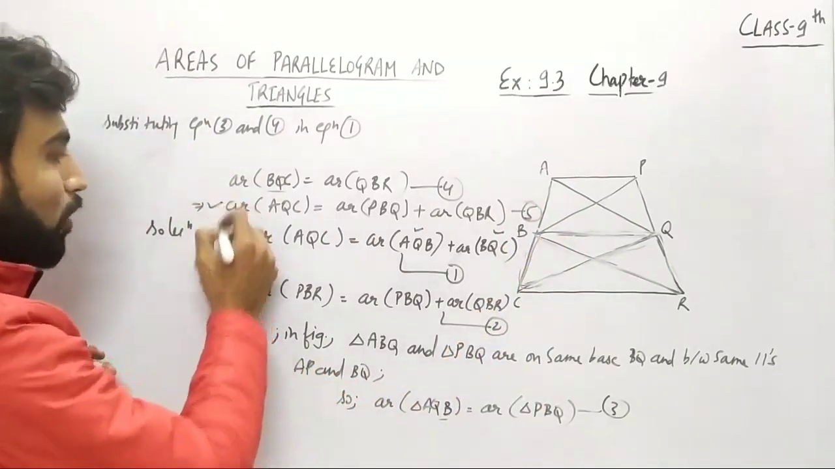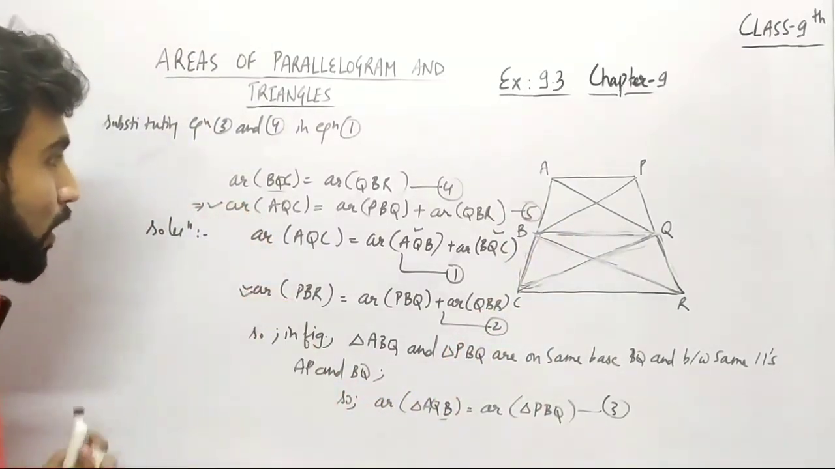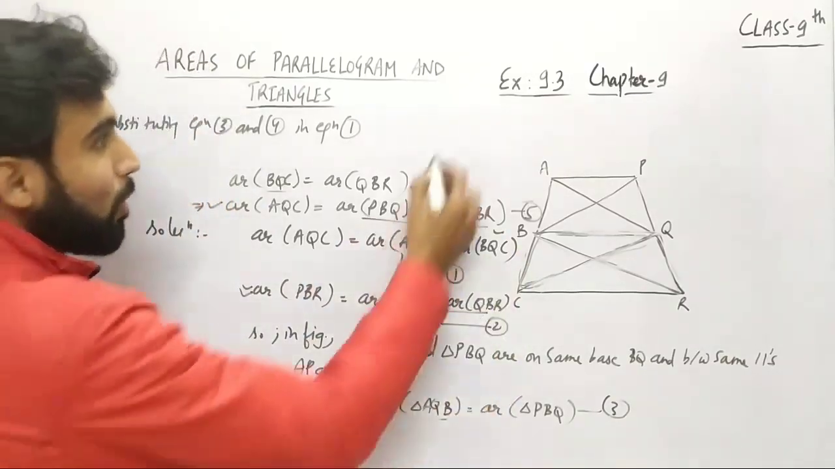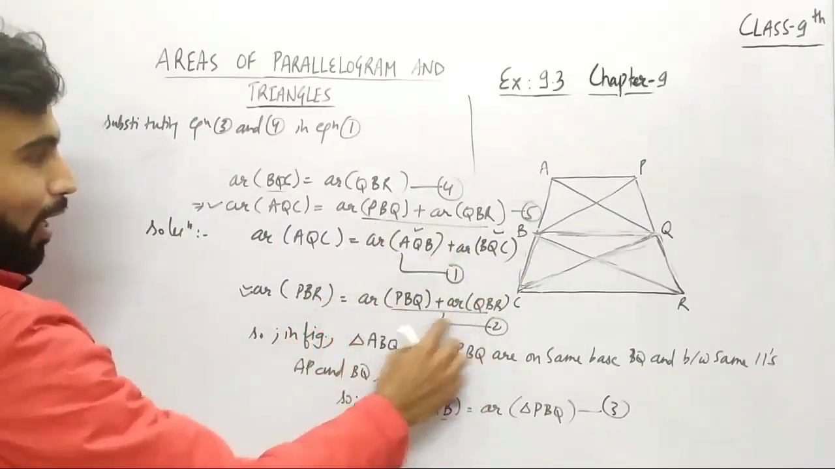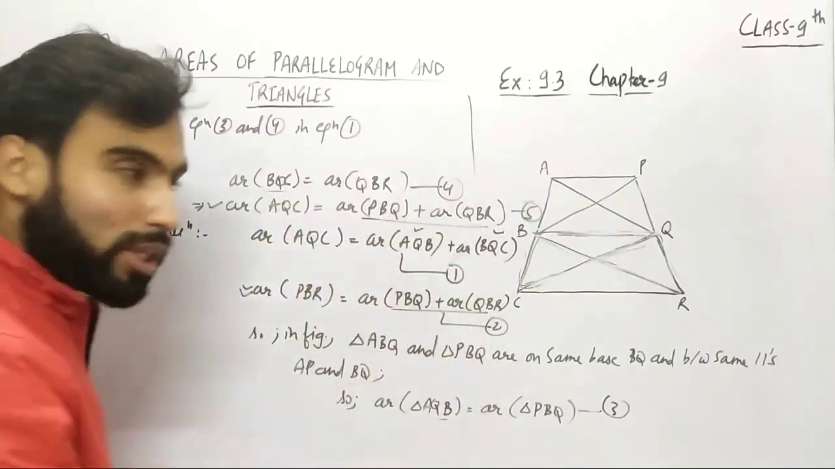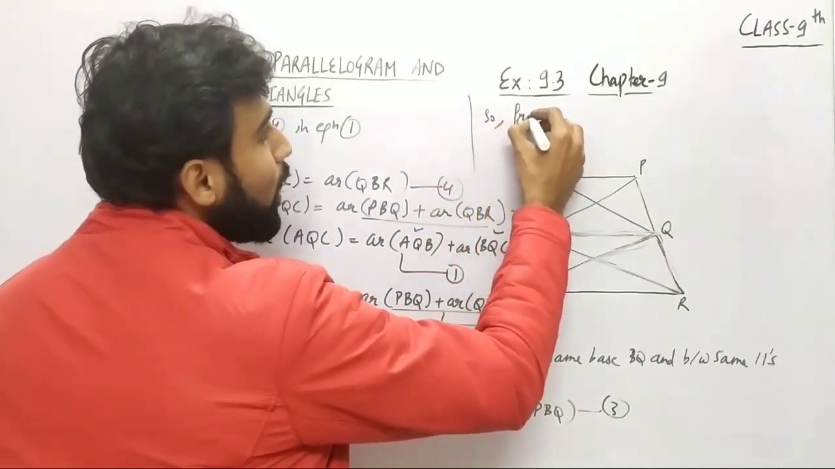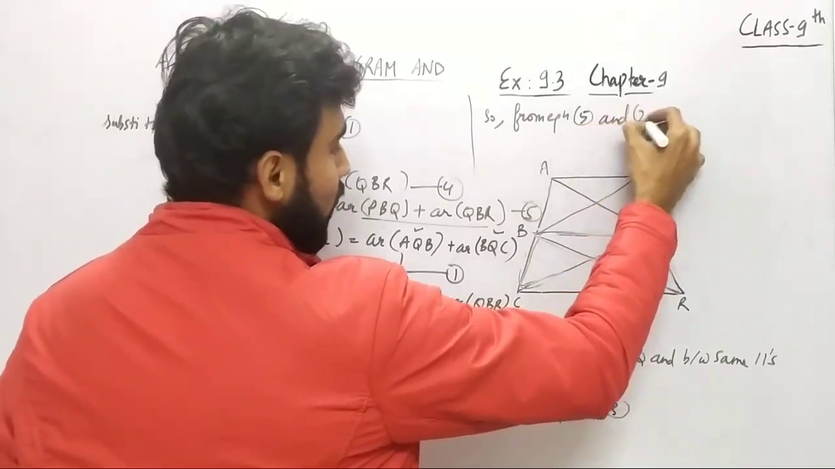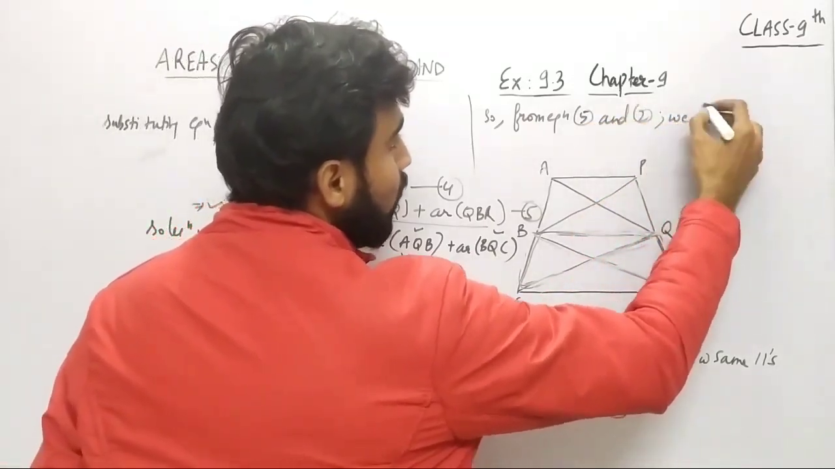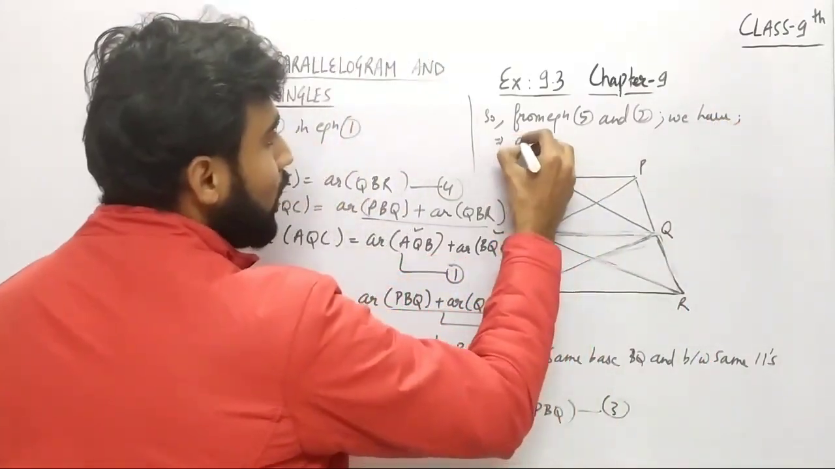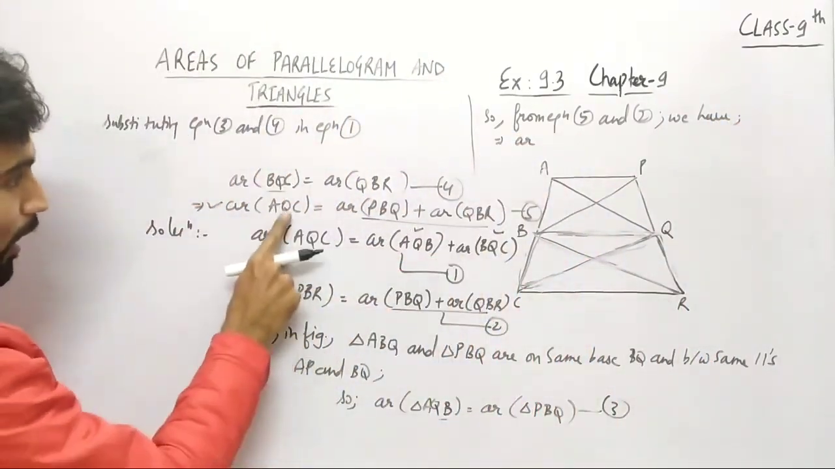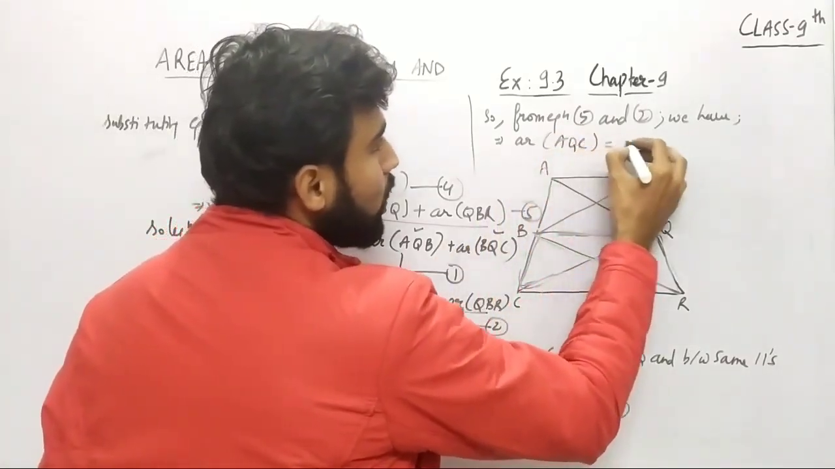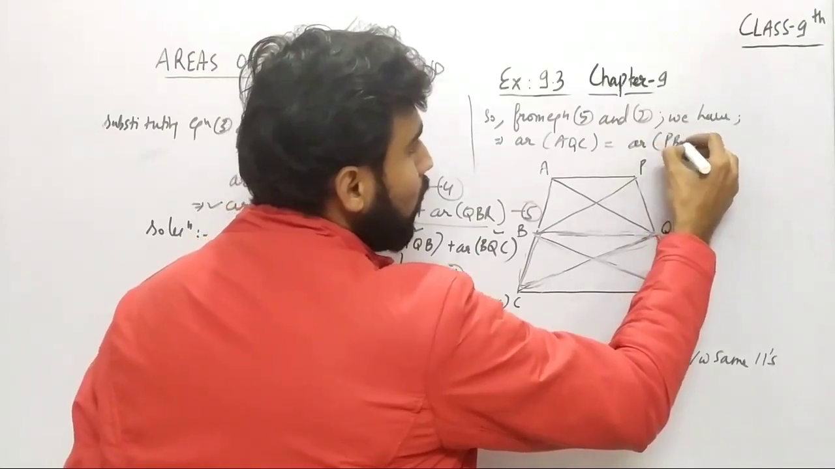So if you compare this equation number 5 and second, you will find out that their right hand side is equal, right? So you can see their right hand side is equal to each other. That means the left hand side will also be equal. So from equation number 5th and second, we have that area of AQC is going to be equal to area of PBR. So area of AQC is going to be equal to the area of PBR.